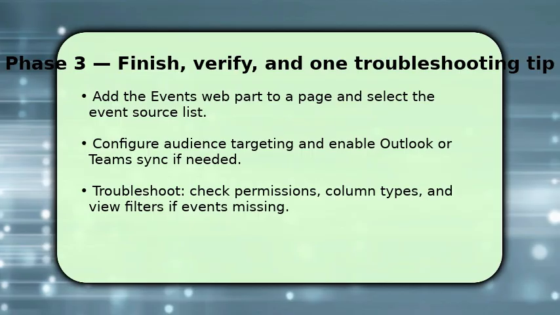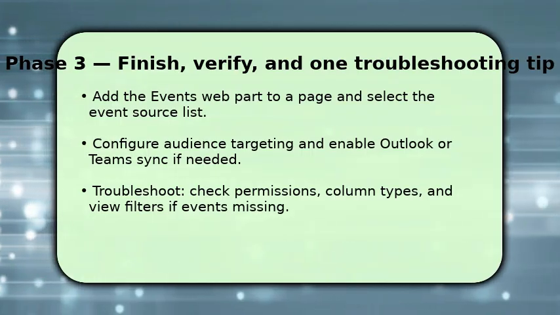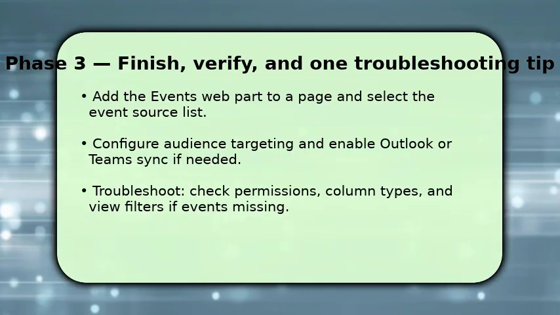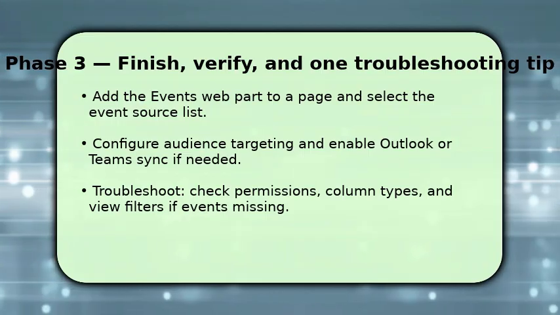If an event fails to appear, check permissions first, then confirm column types and view filters. Mismatched column names or restricted permissions are the most common causes and are easy to fix once identified.